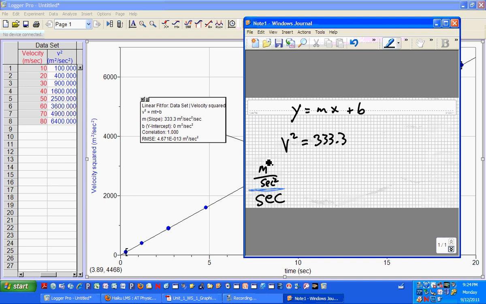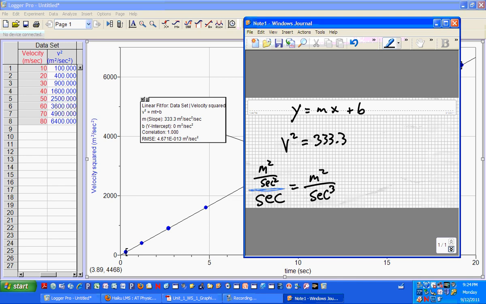So what happens is the bottom of the top goes to the bottom. So I wind up with meters squared per second cubed. Ugh, that is some ugly units. All right, so I'd have seconds times second squared, which would give me seconds cubed. Yeah, that's some really ugly units.